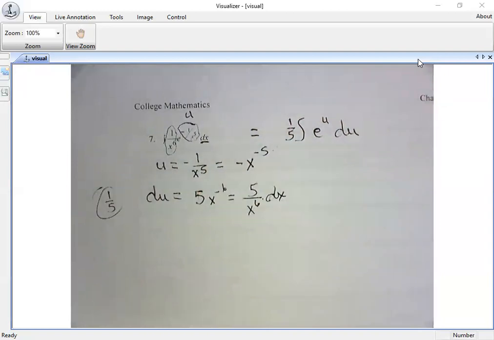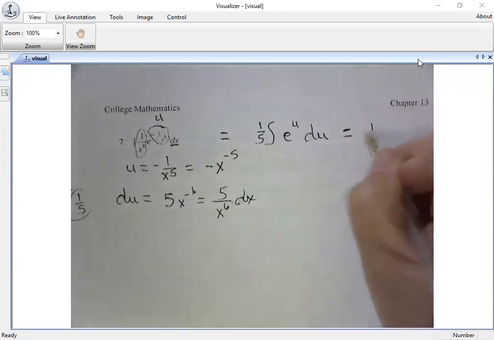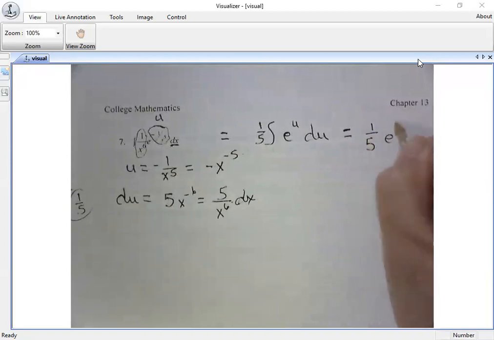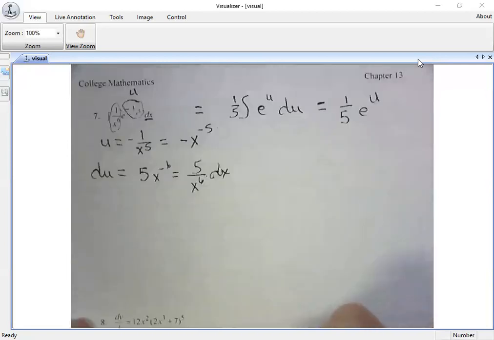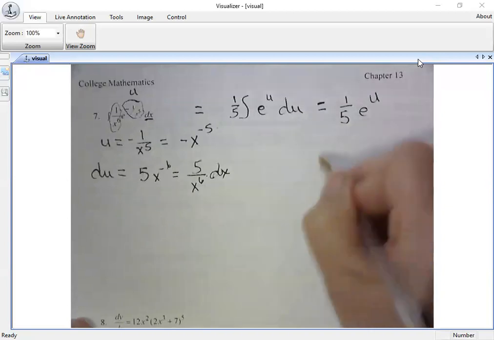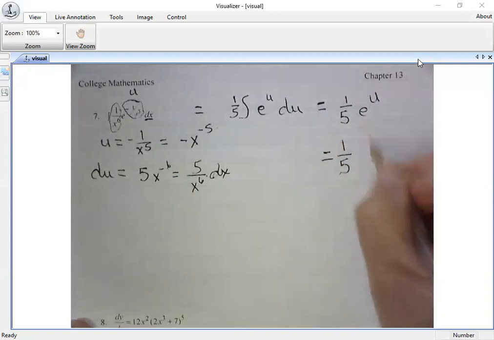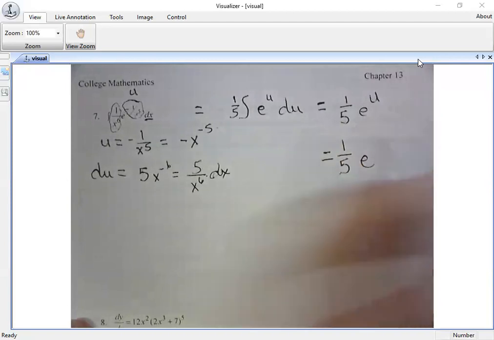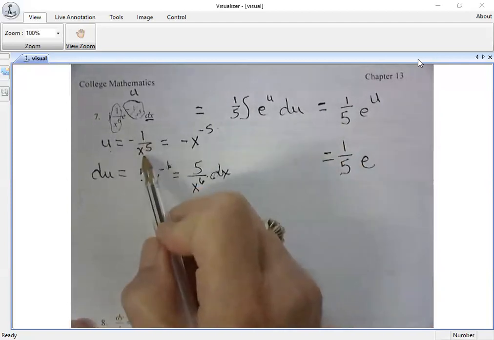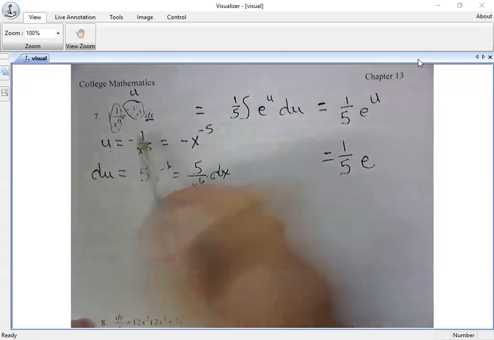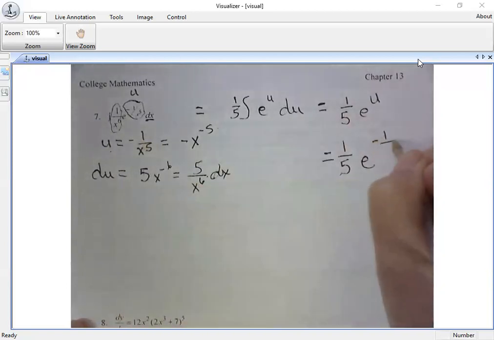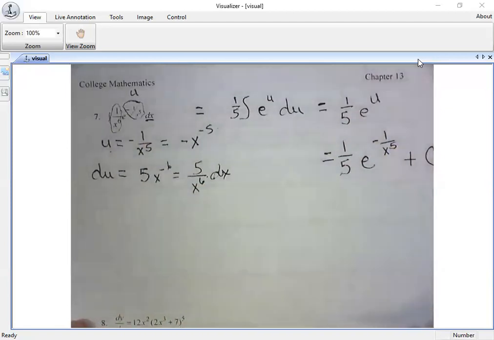How do you integrate e to the u? It's e to the u. So I'm going to have 1/5 e to the u, but then I need to do what? Replace u with whatever u is equal to, which is negative 1 over x to the 5th. And then I need the plus c, right?